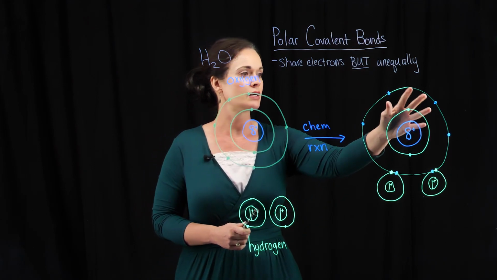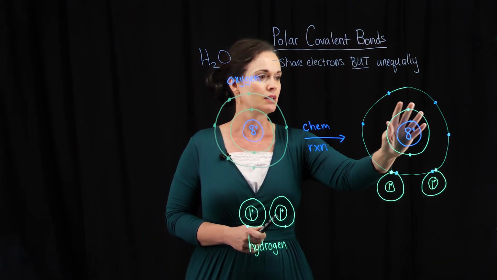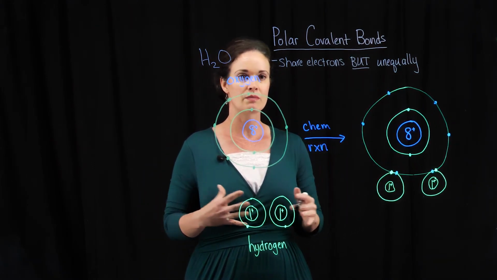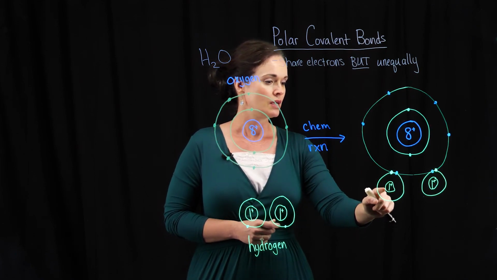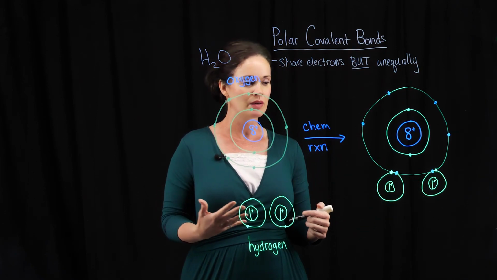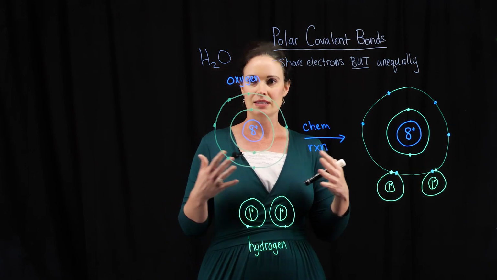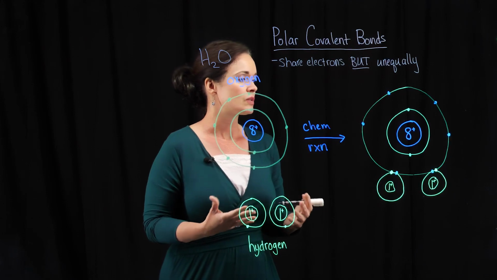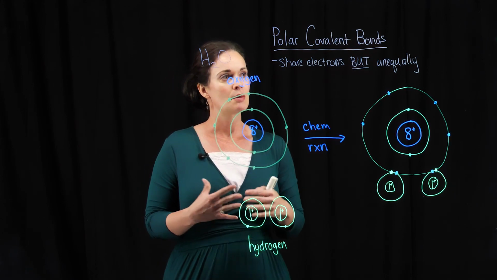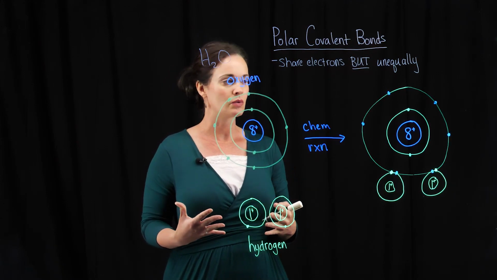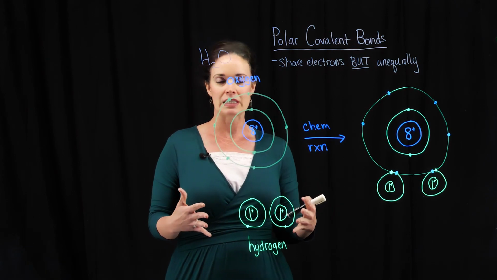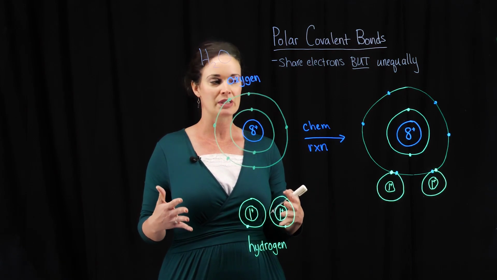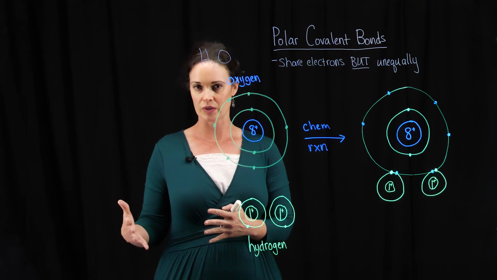So over here, we have a bigger atom, right? Oxygen is quite a bit bigger. Hydrogen is quite a bit smaller. We talked about the fact that this is a covalent bond type, right? It's polar covalent, so they are sharing electrons, but they don't share them equally, okay? And the reason for this in chemical terms is because oxygen is a little bit more electronegative.